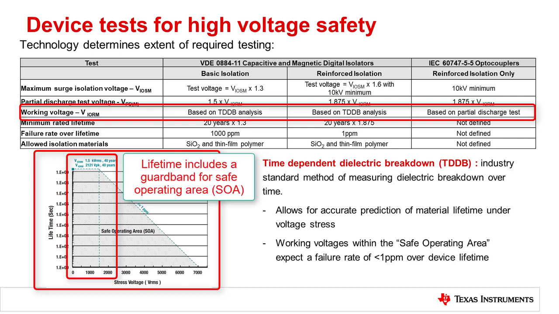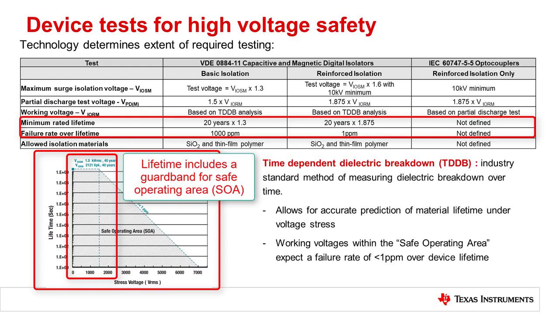Guard banding is used to provide the highest level of confidence for any operating conditions of working voltage within the safe operating area, and these can expect a failure rate over the lifetime of the device of less than 1 part per million. While optocouplers do use the partial discharge method to determine working voltage, they do not specify anticipated lifetime or failure rate over lifetime, as these are not currently requirements of the component standard.